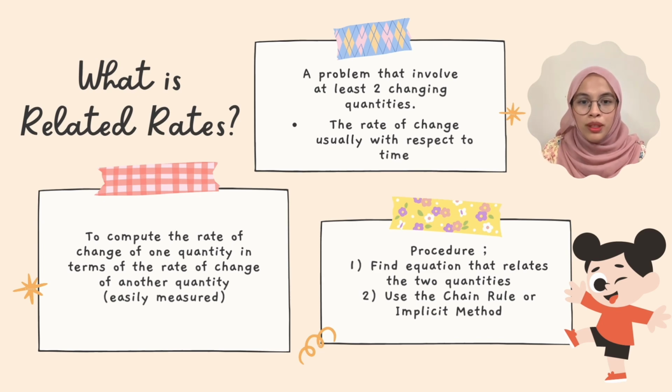Related rates is a problem that involves two or more variables that change at the same time, possibly at different rates. In a simple way, related rates is a problem that involves at least two changing quantities, and the rate of change is usually with respect to time. In a related rates problem, the idea is to compute the rate of change of one quantity in terms of the rate of change of another quantity, which may be more easily measured. The procedure of this application is to find an equation that relates the quantities and use the chain rule method, or the often used method, which is implicit differentiation.